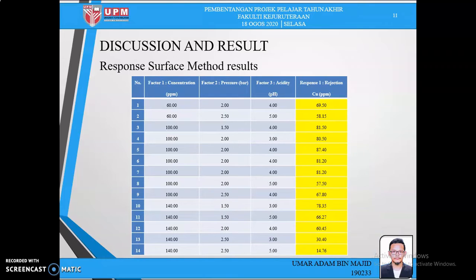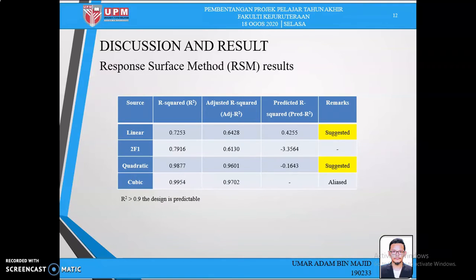Next, this is the design of RSM that has been designed by RSM, and the yellow highlighted boxes are the experimental data that were done. Next, this is the fit summary table that will show the suggested model for the RSM.